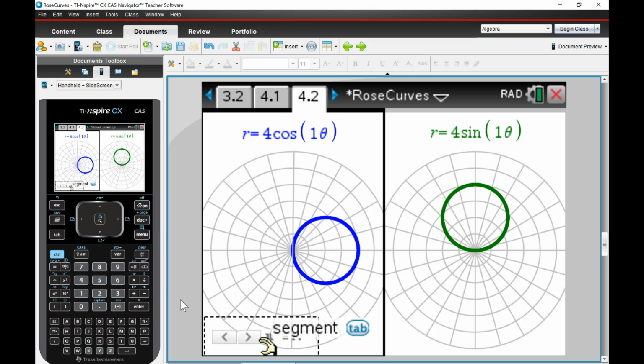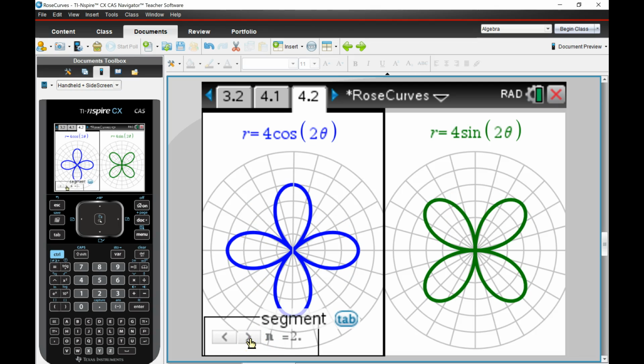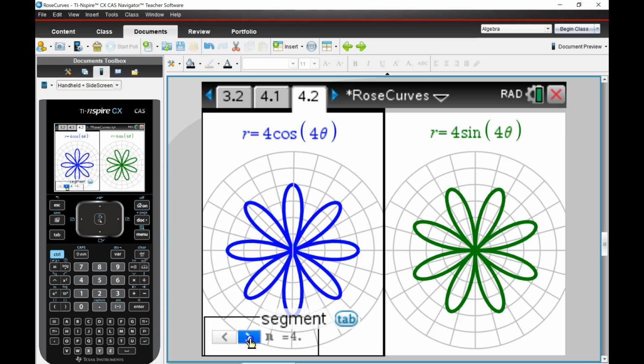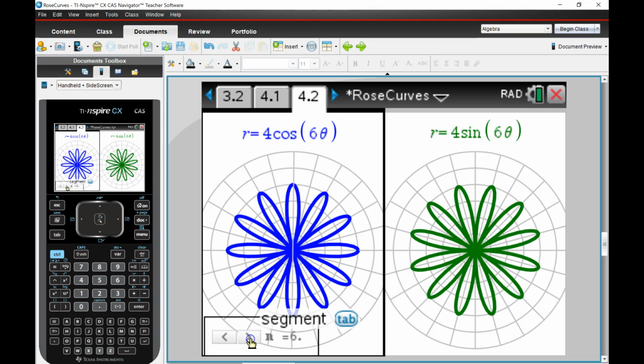Okay, so look at this one. Here we have A cosine 1 theta or A sine 1 theta, and that's a circle. All right? So now, when n gets larger, you're increasing the cycles within a period, because you're changing the period. So now it's 2 theta. And now look, this is the cosine in the blue and the sine. You see how their symmetry is different. And then 3, 4, 5, and so on.